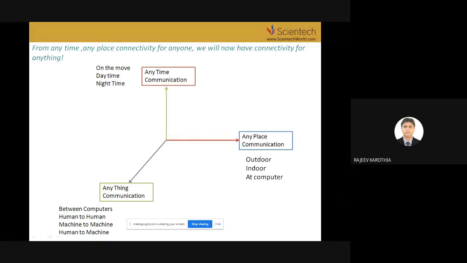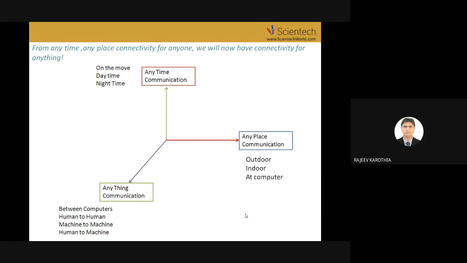Okay, so we are discussing the three-dimensional definition of this IoT. We now have anytime communication, either on the move, in the daytime or at night. So anytime communication we are having, and any place communication, whether you have deployed your device outdoors, indoors, or at a computer. You have some process. So any place communication is there.